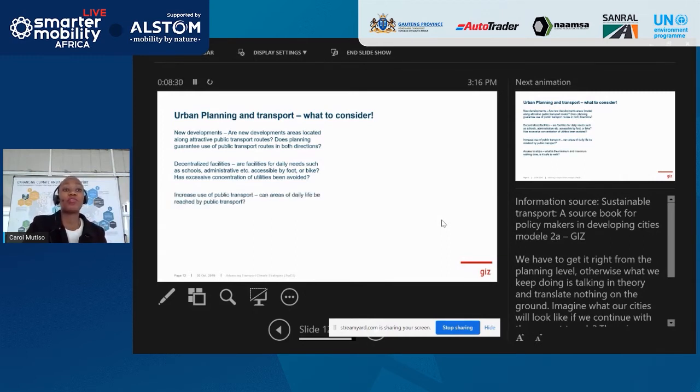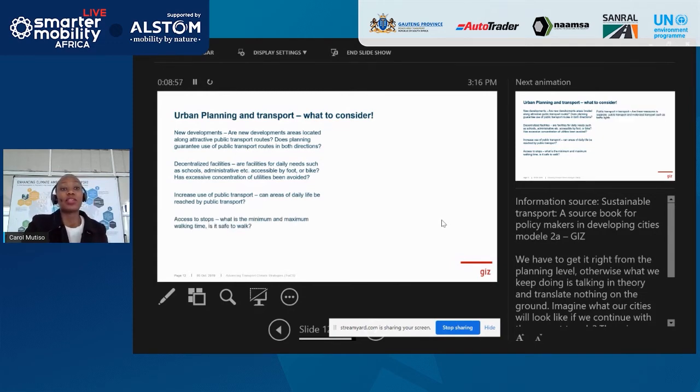Also, there's the issue of increasing use of public transport. Can areas of daily life be reached by public transport? And we've seen also the example of routing of all the routes, and making sure that we can provide alternative services through, for example, use of BRT or mass rapid transit. There's the usual use of trams and light rail and such issues.